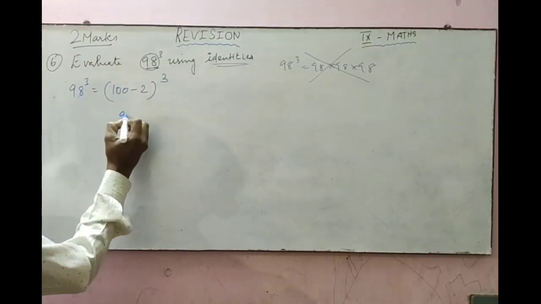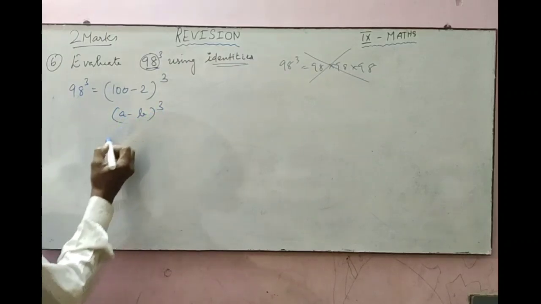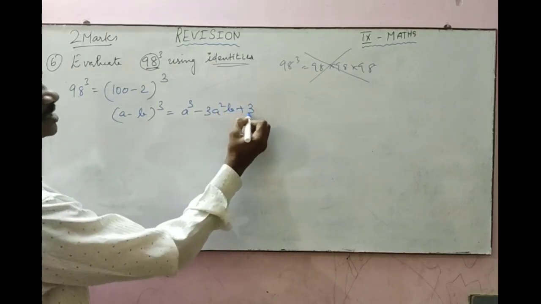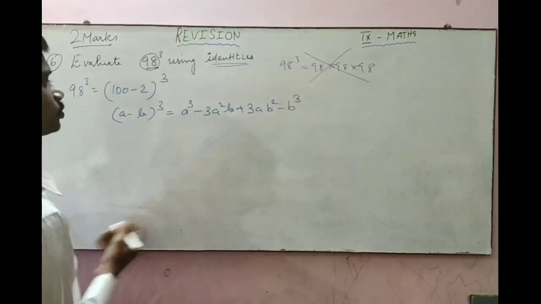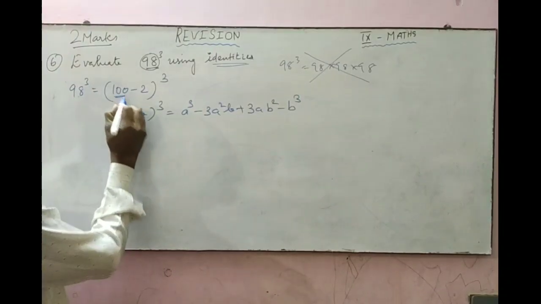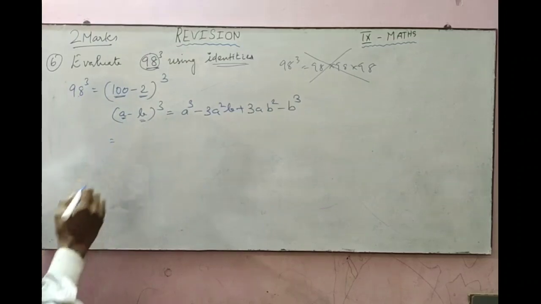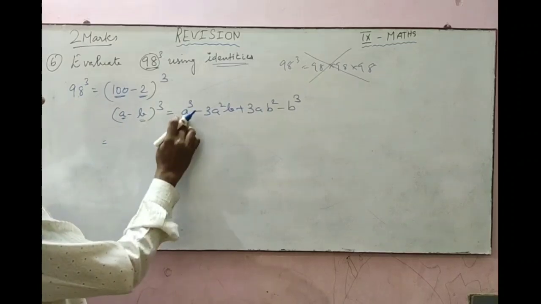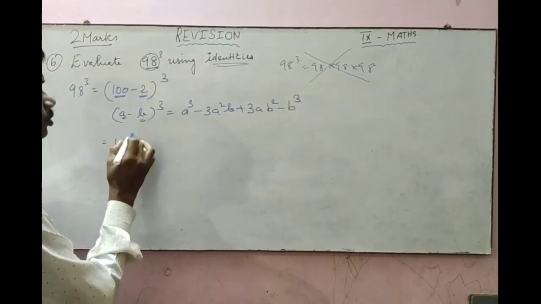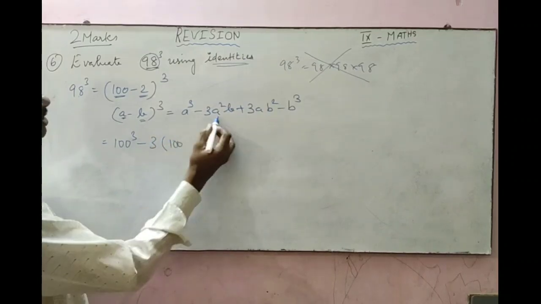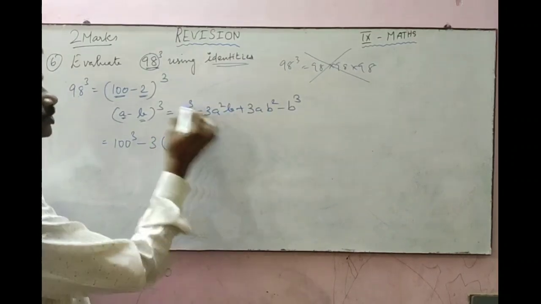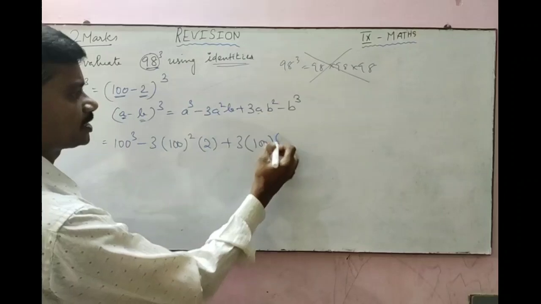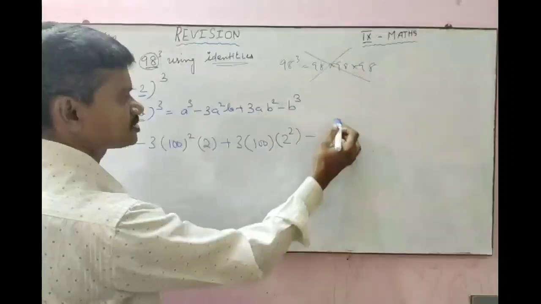Now this is in the form of a minus b whole cube. What is the formula for a minus b whole cube? a cube minus 3a square b plus 3ab square minus b cube. In place of a we have 100. In place of b we have 2. Use this a and b in this identity. What is a? 100. So 100 cube minus 3 into, instead of a square we use 100 square into b, b means 2, plus 3 into a into 100, here b is 2 square, minus 2 cube.